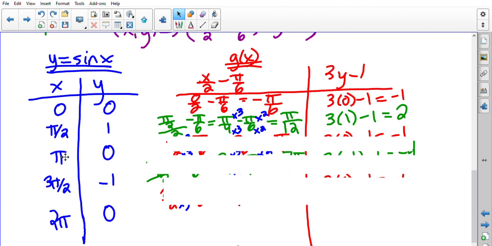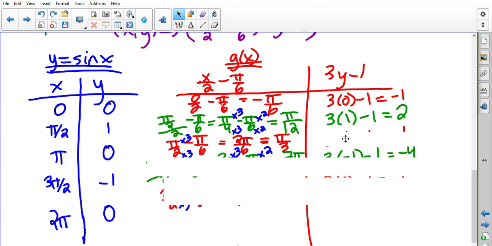All right, next point. Now we have pi and 0, so now I'm plugging in pi here. So here we have pi over 2 minus pi over 6. Again, I can't simplify without a common denominator of 6. This one's already good, so I'm going to multiply top and bottom of this guy by 3. So that leaves me with 3 pi minus pi over 6. So that's 2 pi over 6, and in lowest terms, that is pi over 3. And then 3 times 0 minus 1 will give us a value of -1 again.